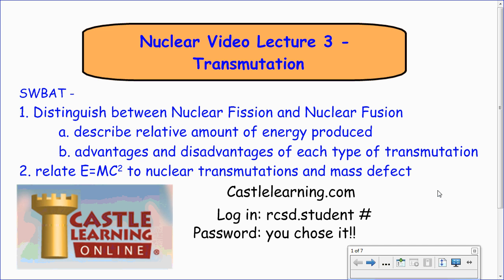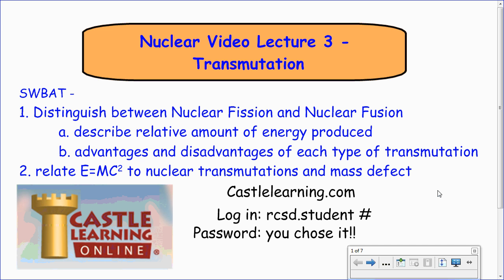We're going to focus mostly on transmutation in this particular lecture. And I want you to be able to distinguish between nuclear fission and nuclear fusion. So it's not just two letters different. There is something bigger to that. I want you to describe the relative amount of energy that's produced in both of them. So which one produces more energy, nuclear fission or nuclear fusion?